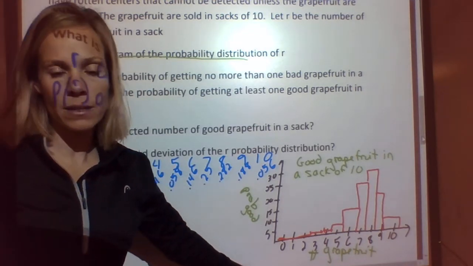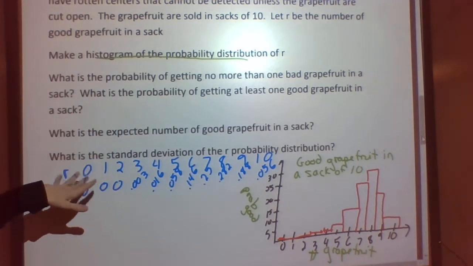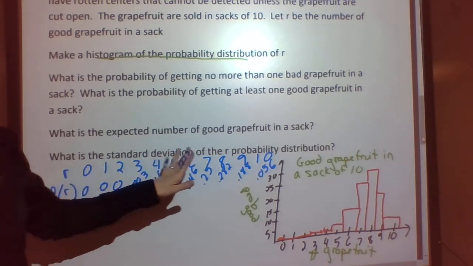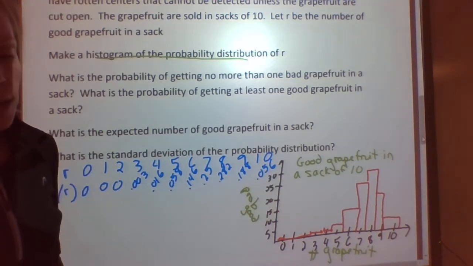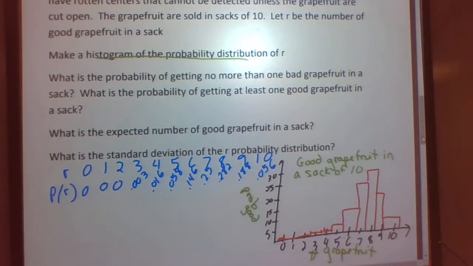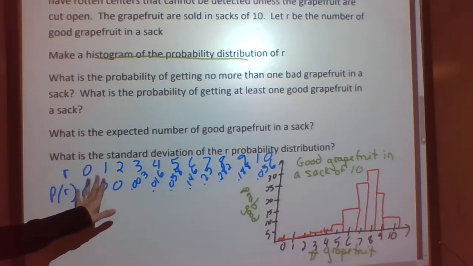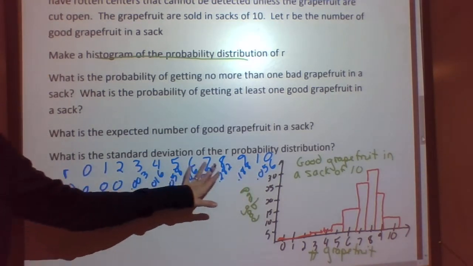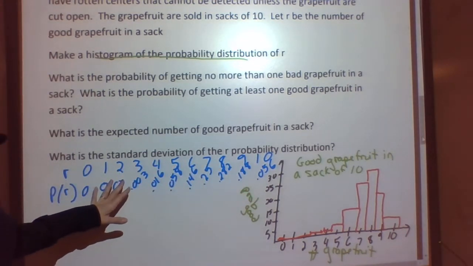Okay. So there is our probability histogram of the probability distribution. That's what we just did. That's what that is, right? We found the probability of every single R out of the N and then made a graph. Okay, so what else can we do with this? We can use all this information that we wrote down right here to figure out some probabilities.